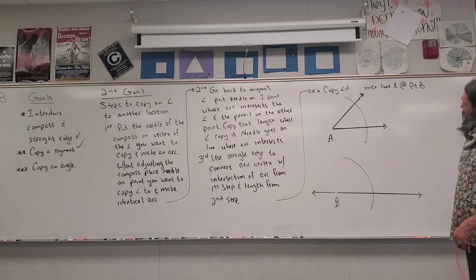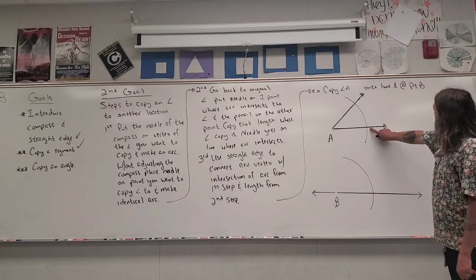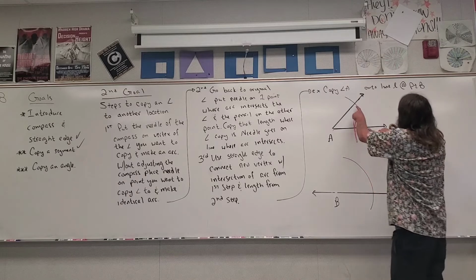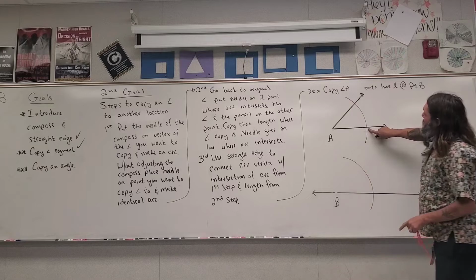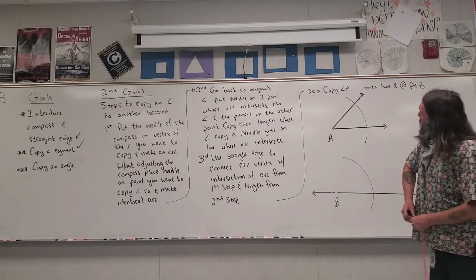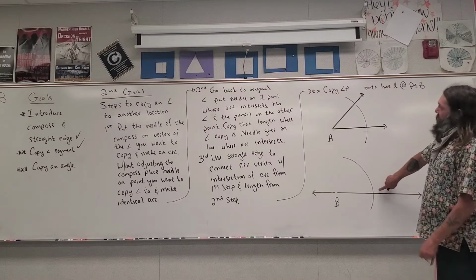Second, go back to the original angle. Put the needle on one point where the arc intersects the angle, and the pencil on the other point where they intersect. Copy that length. This is a length. That's why we need to know how to copy it. Copy that length where the angle copy is.